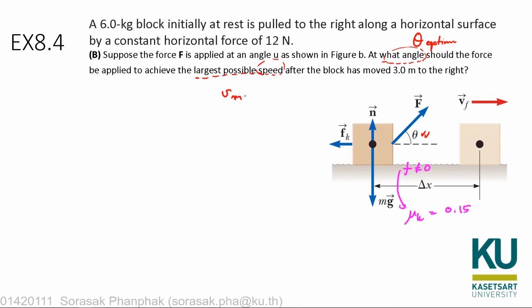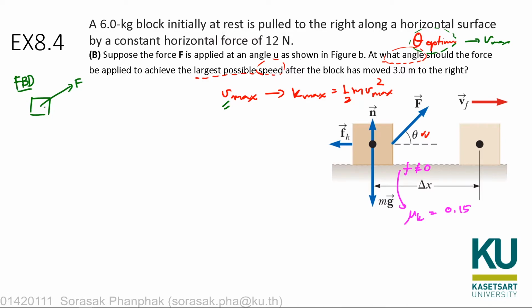When you have Vmax, that means you have Kmax as well, because K equals 1/2 m Vmax squared, right? The key is to try to find the angle that causes the Vmax in this case. So how can you determine it? Let's look at the free body diagram of this object. You write the free body diagram, and you know that the force is applied in a direction parallel to the displacement, because work is F dot S, right?